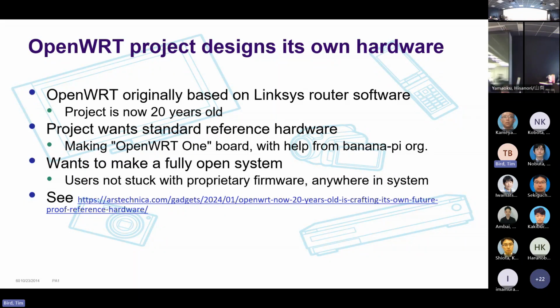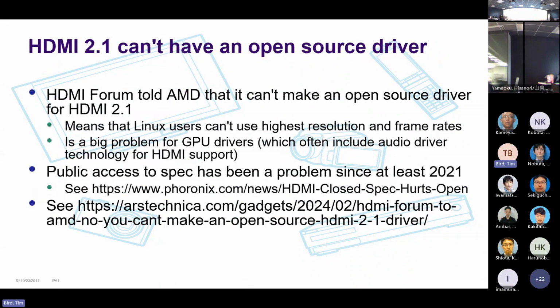And they actually have decided they want to create their own standard reference hardware. So they're making an OpenWRT One board with the help from the organization that makes Banana Pi. So they want to make a fully open system, so that users don't have any proprietary firmware anywhere in the system. So that's kind of interesting. I wish them luck.